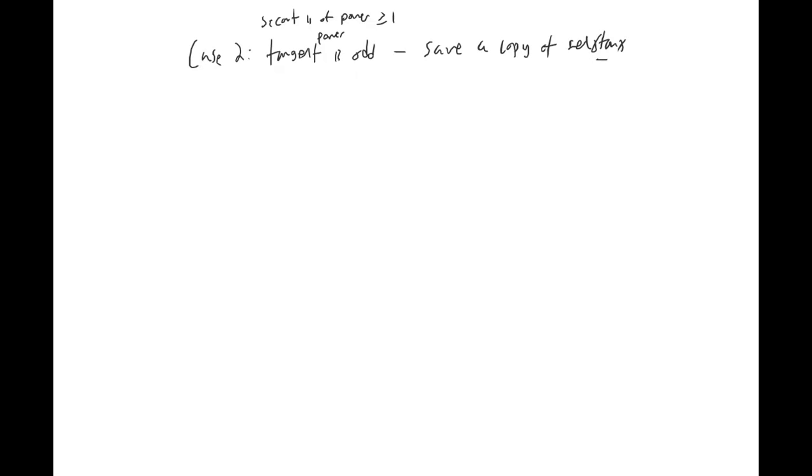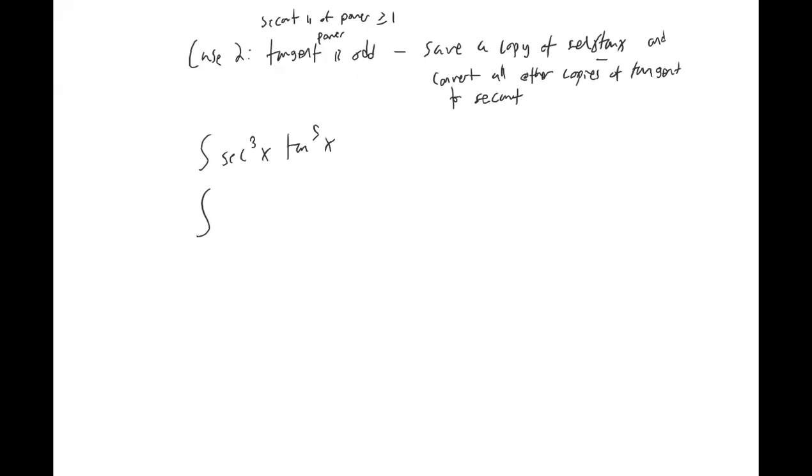So, save a copy of secant x tan x and convert all other copies of tangent to secant. Yeah, so secant could be anything, right? If tan is odd again, we keep a copy of secant x tan x. If I keep a copy, this becomes this, right? And then just follow it. Convert all other copies of tangent to secant.